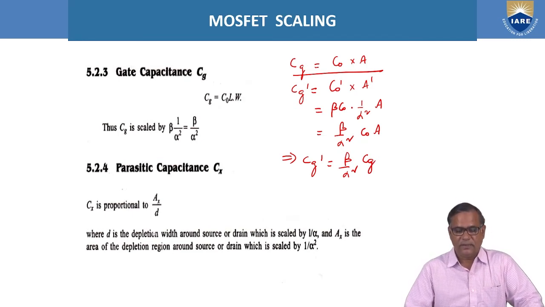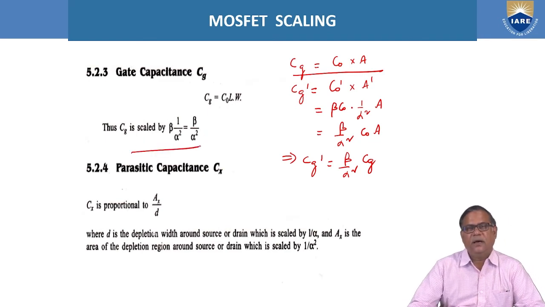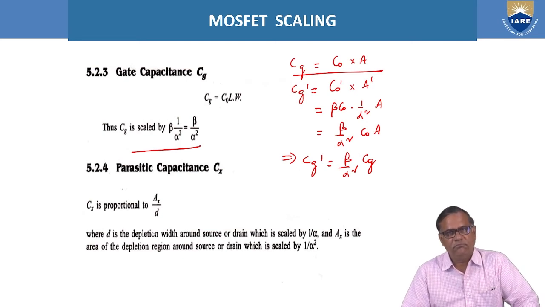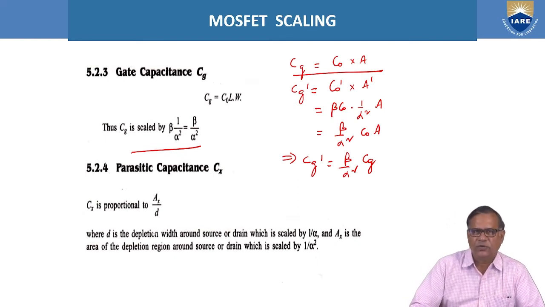So you can very clearly understand that the gate capacitance is scaled by beta by alpha square. See, alpha and beta both are greater than 1. Typically they have a value of 1.4. So beta by alpha square is less than unity. So scaling effectively reduces the gate capacitance, which is good.